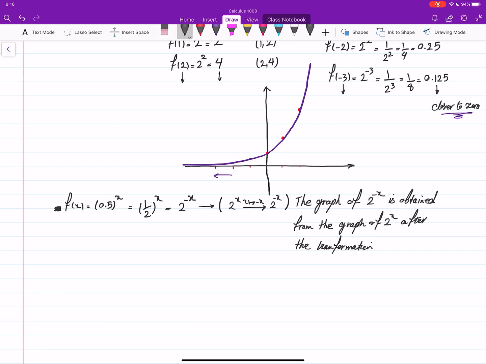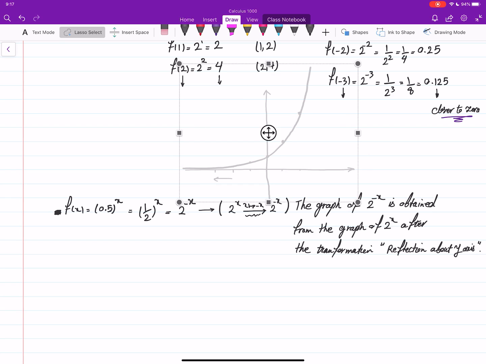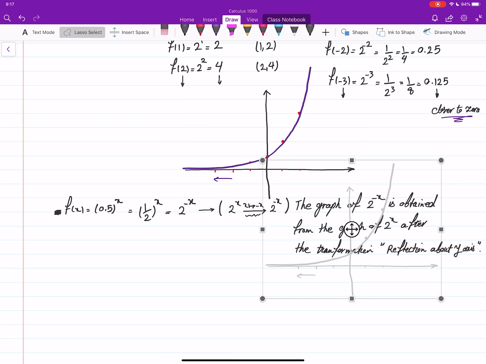You should know that when you turn x to -x, basically the transformation we are doing is reflection about the y-axis. So we can find the graph of that one by reflecting the graph of 2 to the power x about the y-axis. So let me just copy and paste this one.